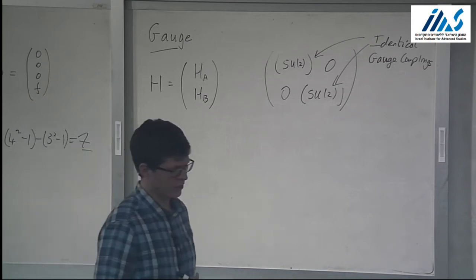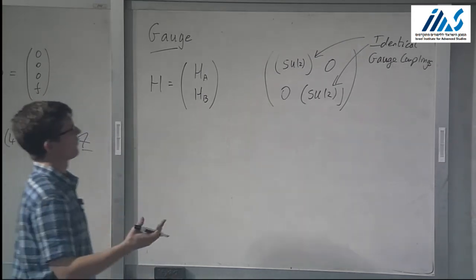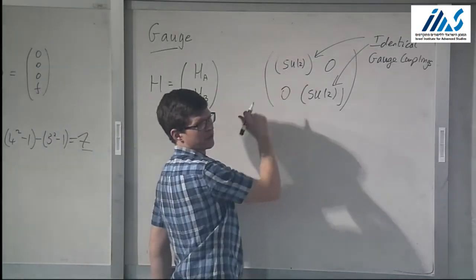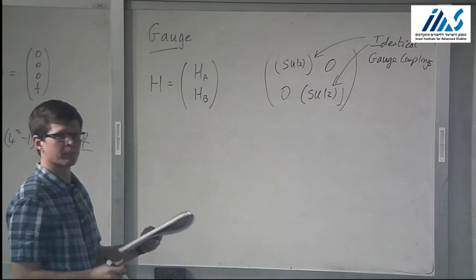You have a larger global symmetry, which is an exchange symmetry, but you have only what you've gauged. The gauge group is what you've gauged, so you've got 3 generators here, 3 generators here. Yep.